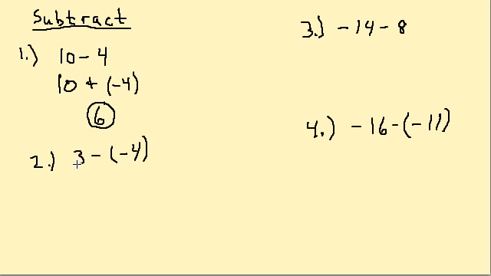Let's look at number 2. I have positive 3 minus negative 4. So that's positive 3, and instead of minus, I change it to an addition. And then I have a negative 4. I change it from a negative 4 to a positive 4, and I follow the rule for addition. 3 plus 4 is 7.